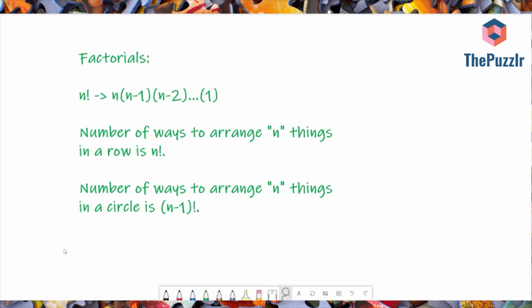The number of ways to arrange n things in a circle is n minus 1 factorial, because each arrangement on a circle can be rotated in n different ways, and it'll still remain the same. So you're counting each way n times, so we divide by n, and n factorial divided by n would give us n minus 1 factorial. So that's factorials.